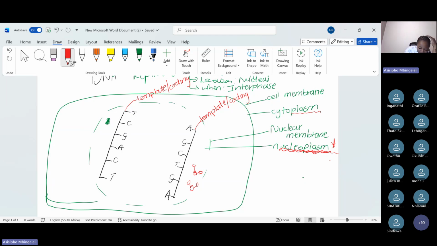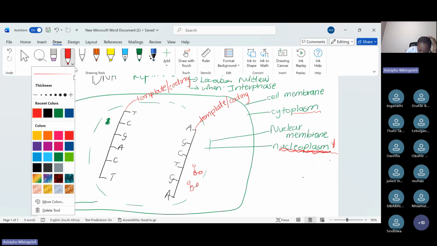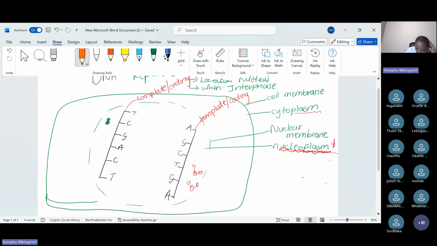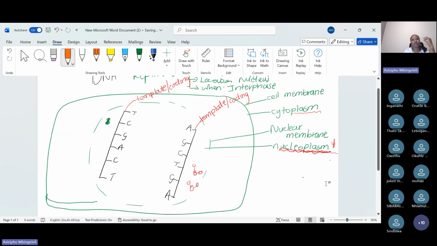So I'm going to change my color. What is the goal here? The goal is to form a complementary strand. What does the word complementary mean? The word complementary is telling us that the bases that are going to form this particular strand will need to complement the exposed bases. So it won't just be random bases, any base that feels like attaching itself will go there. It won't be that. So the bases that we are going to have here are going to complement the bases that are exposed.